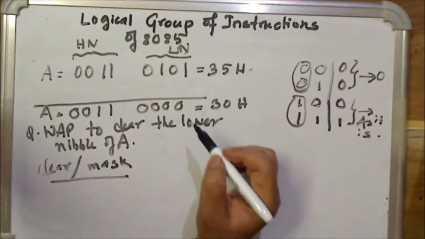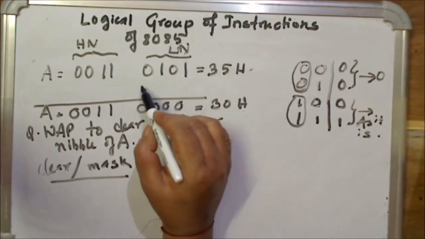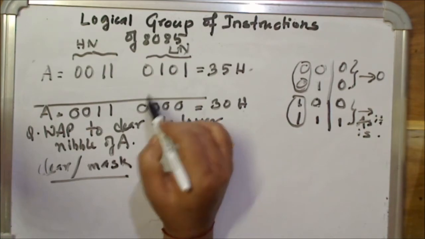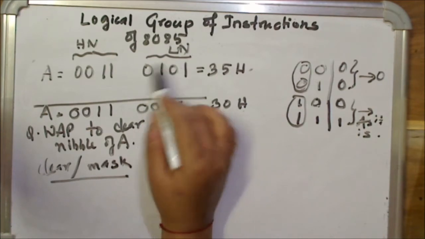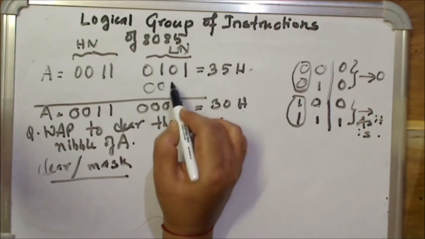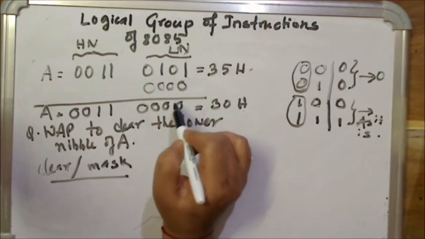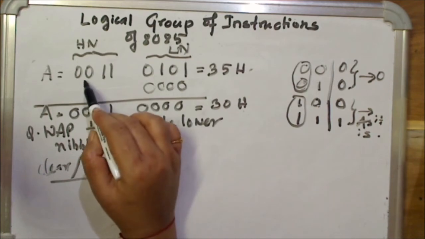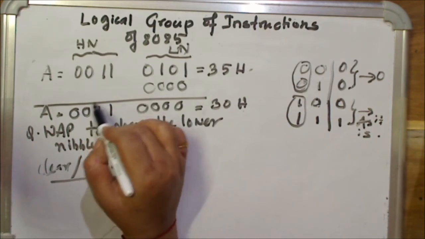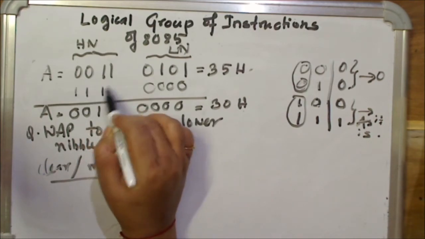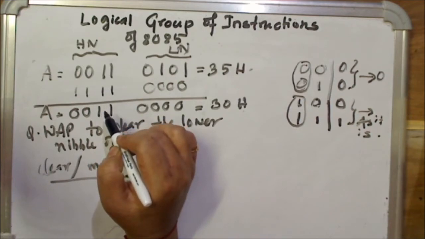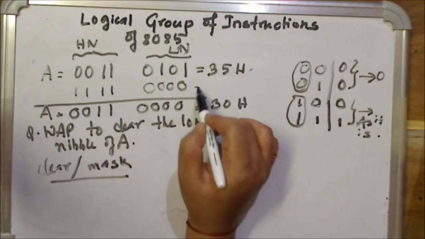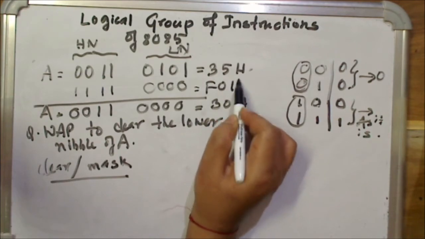So I hope you have understood what I want to say. So what you have to do? If you want to make this 0, you have to end this lower nibble with 0. If you end the lower nibble with 0, the result of the lower nibble will become 0. And if you want the higher nibble as it is, you have to end the higher nibble with 1. So what is the answer? F0H.